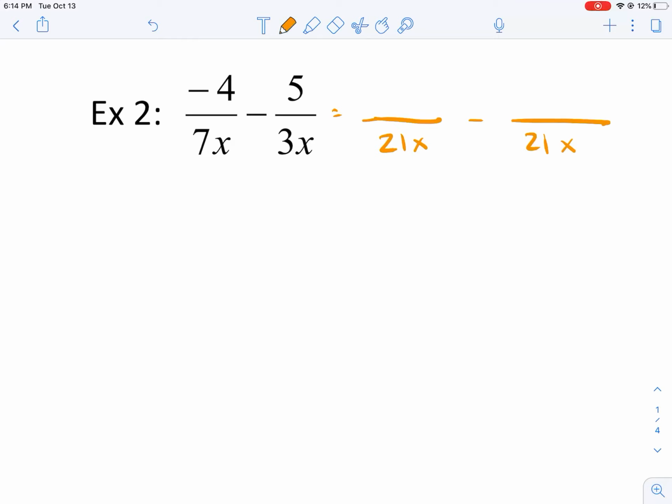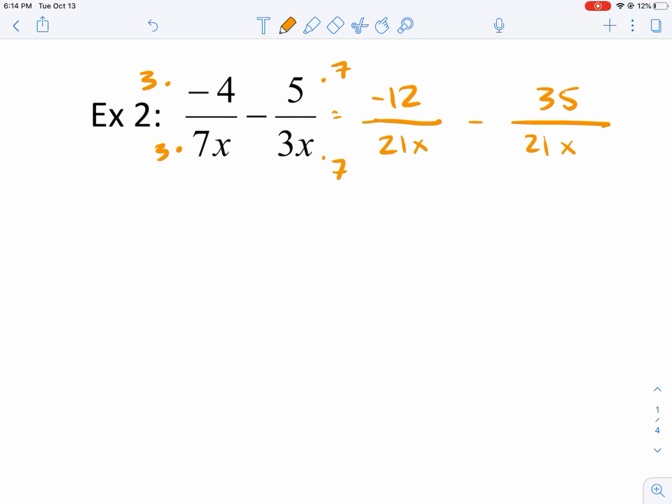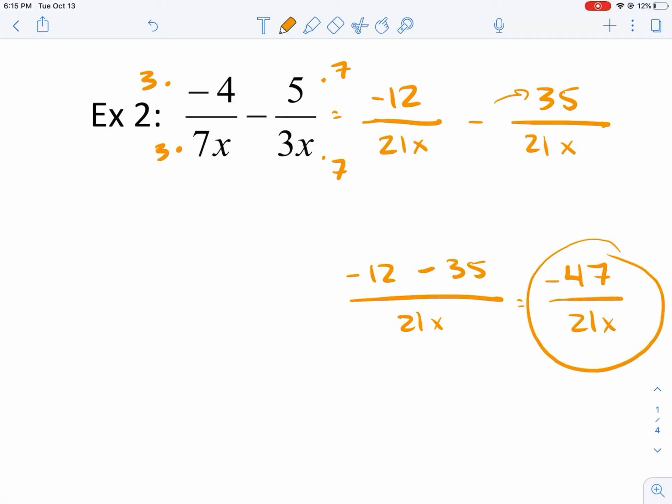Because both sides had an x, that just stays. Now I just have to multiply this by 3 and multiply this side by 7. Over here I had a negative 12, over here I got a 35, and now I go negative 12 minus 35. This negative stays with that 35, over 21x, will give us a grand total of negative 47 over 21x.